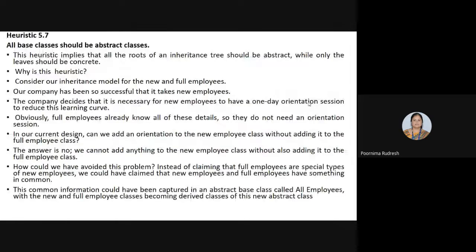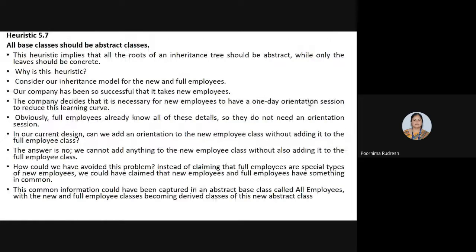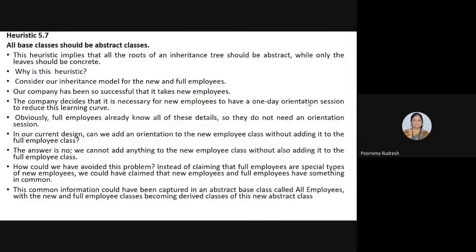So this is about heuristic 5.7: all base classes should be abstract classes, and heuristic 5.6 is that all abstract classes must be base classes. So both are interrelated. See here, 5.6 says that all abstract classes must be base classes, and all base classes should be abstract classes. So the derived classes can capture the abstraction from the base class. Clear? So these are interrelated, 5.6 and 5.7. So this is about the heuristics that trade off design complexity and flexibility.